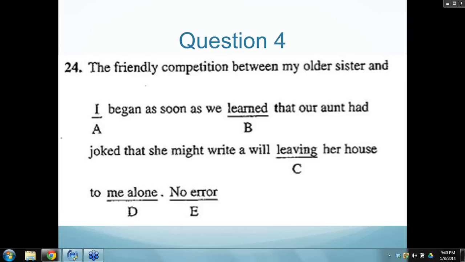If I use our trick, the friendly competition between I began, or the friendly competition between me began, they actually both sound weird because it's between two people, but I sounds more weird and me sounds less weird. So that would have helped me confirm A is in fact an error and to go ahead and choose A. And a lot of you guys chose E for this one. Again, so far we haven't had any E's tonight, but that's just because we handpicked these questions. I'm not saying there won't be an E tonight, but I know some people are kind of waiting for the E and maybe leaning towards that.